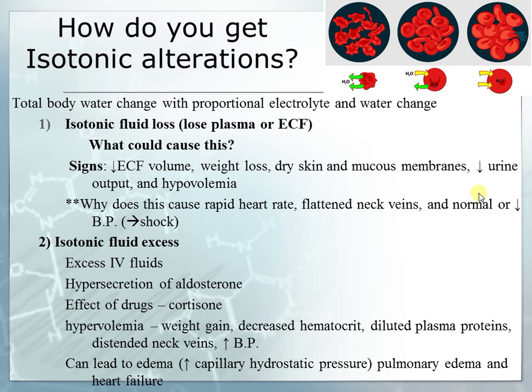Why would they have flattened neck veins? Less volume. Yeah, we have normal volume. It's like having a water balloon at normal capacity. If you start draining some of the water, the balloon starts collapsing. Flat neck veins. And then sometimes they're going to have normal or decreased blood pressure. How could they possibly have normal blood pressure? Increased heart rate, exactly. Because we increase heart rate. And then if their blood pressure does drop, then it can lead to shock. So those are the physical symptoms.